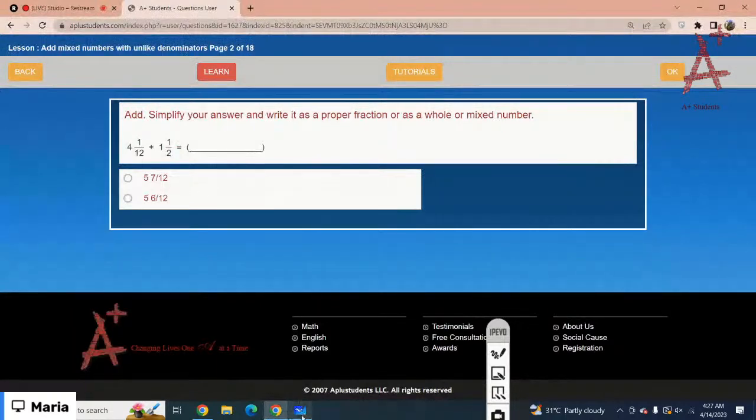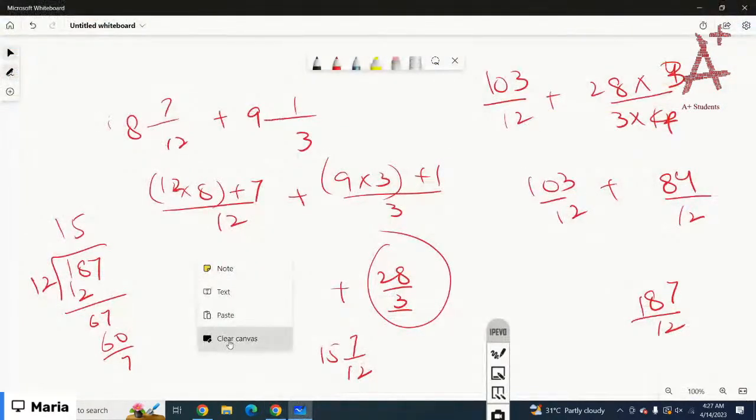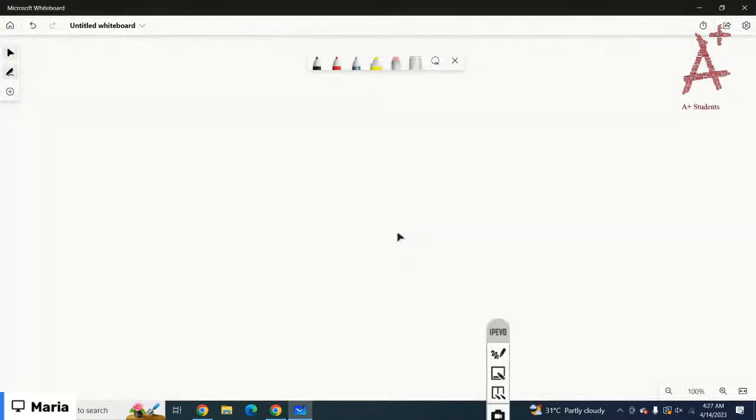Okay, the next one is 4 whole 1 over 12 plus 1 whole 1 over 2. Let's just convert into improper fractions. 12 times 4 is 48 and 1 is 49 over 12. 2 times 1 is 2 and 2 plus 1 is 3 over 2.